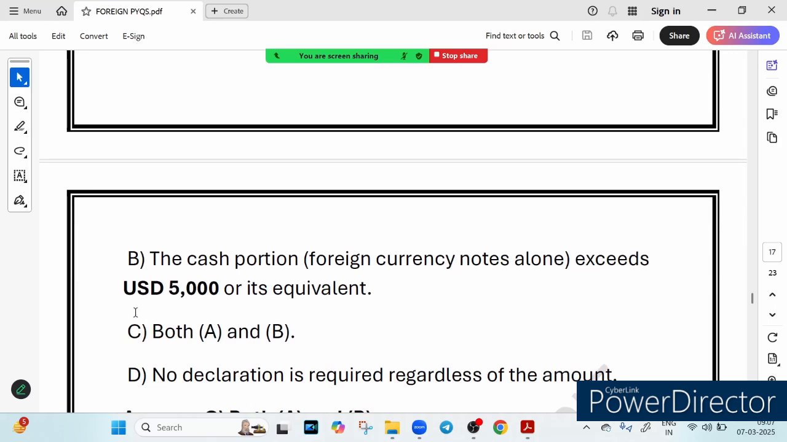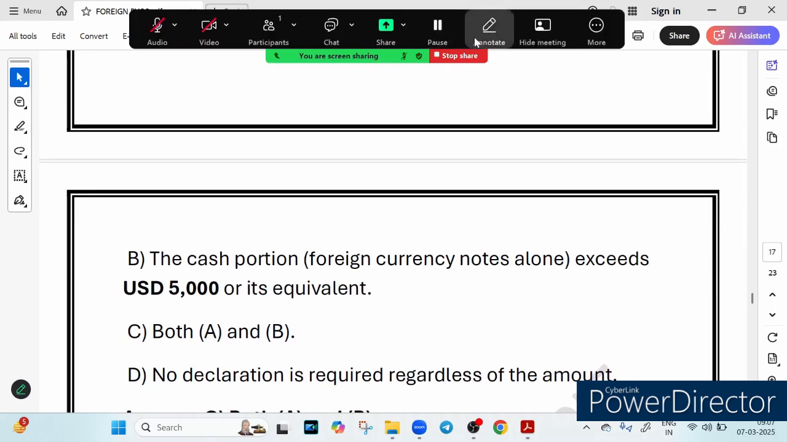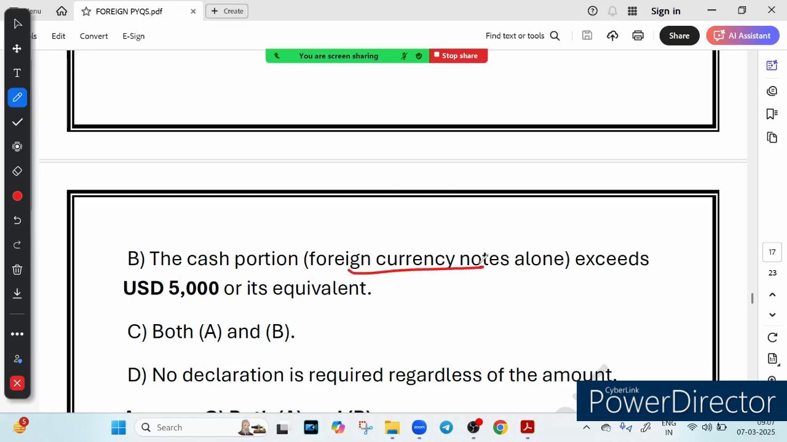If the cash portion alone, or the foreign currency notes alone, exceeds $5,000, you need to declare it. Option C satisfies both conditions, and it is the correct answer. You must submit a currency declaration form if either of these conditions is met: the total foreign exchange exceeds $10,000 or the cash portion exceeds $5,000. This ensures transparency and compliance with the RBI regulation.